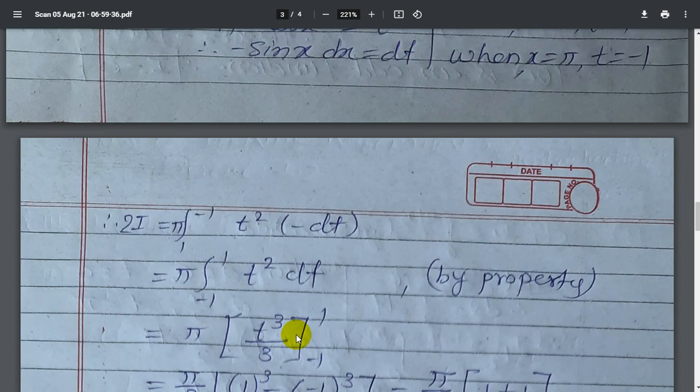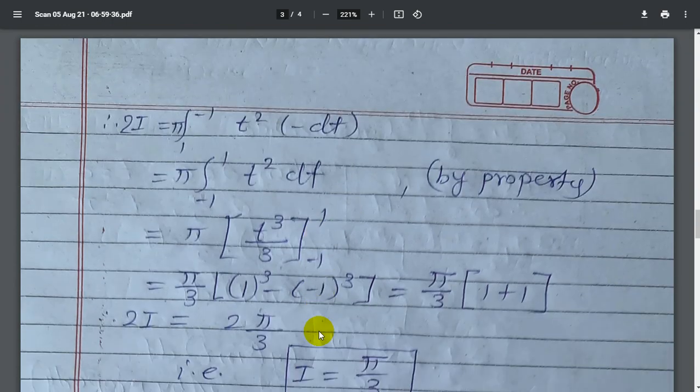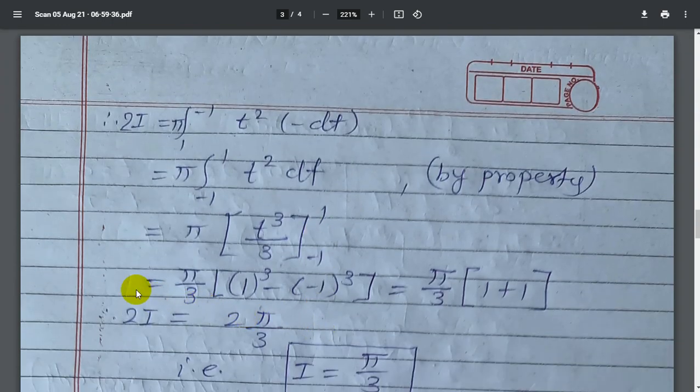Now you can integrate it. So it is equal to pi into, what is the integral of t square dt? T cube upon 3. So t cube upon 3 from minus 1 to 1. Therefore 2I equals pi upon 3, taking the 3 out, into 1 cube minus minus 1 cube. Minus 1 cube is minus 1, so it becomes pi upon 3 into 1 plus 1, that is 2. So 2I equals 2 pi upon 3.